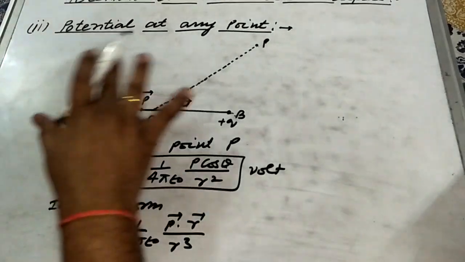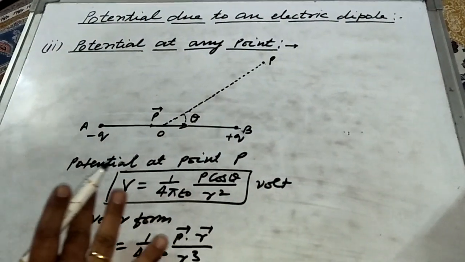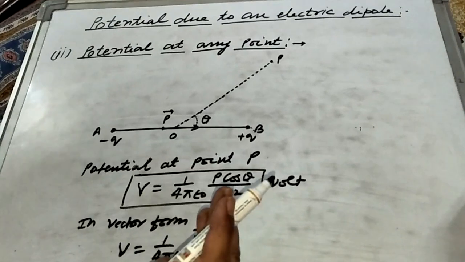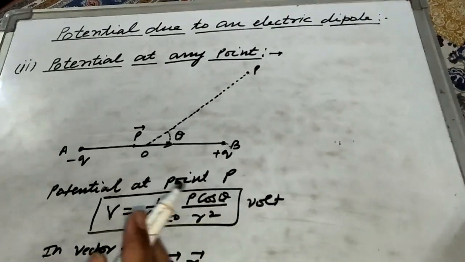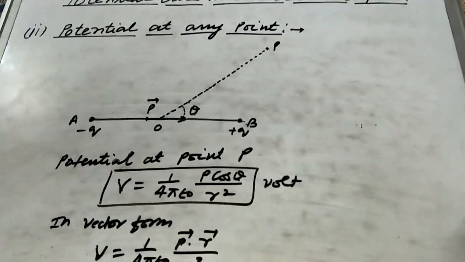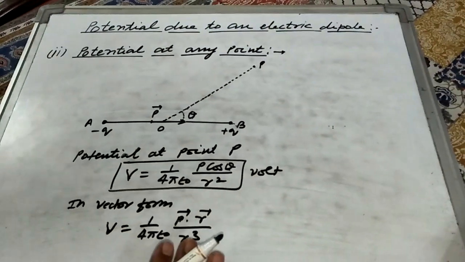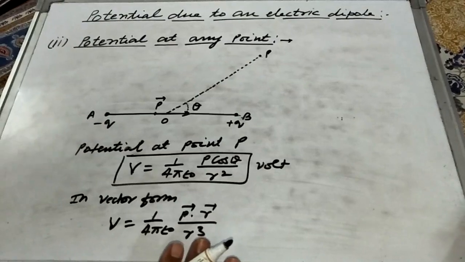So today what I have discussed is the electric potential due to an electric dipole on the axis of the dipole, at any point on the equatorial line, and the third case, potential at any point of the dipole. So first go through this once, revise, and then try to solve the numerical problems of this exercise.